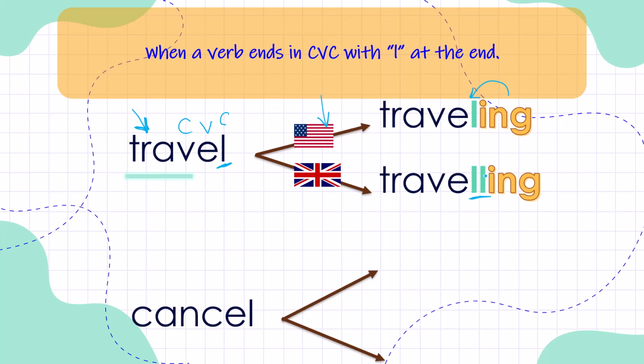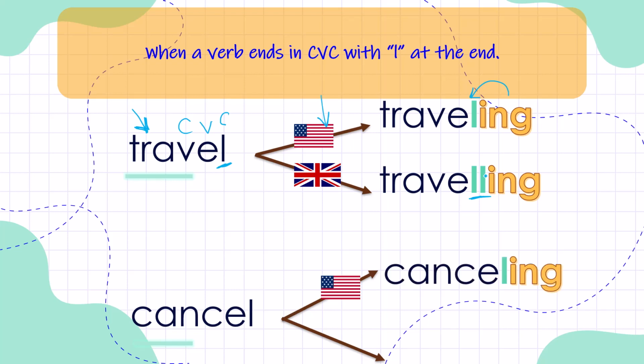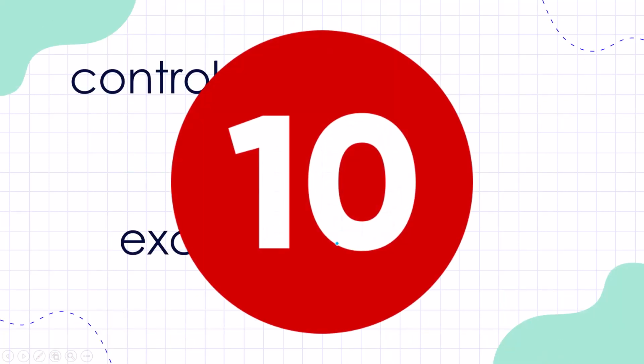The same rule happens for the word cancel. Cancel. I don't say cancel. Well, no, cancel. So in American language, I say canceling without any changes, but in British language, I say cancelling with double L. Let's go to the last rule.